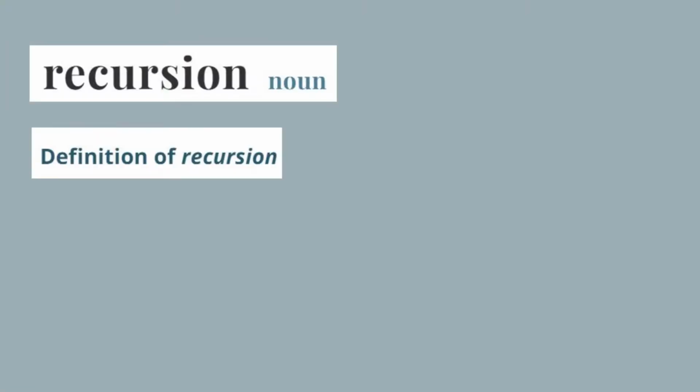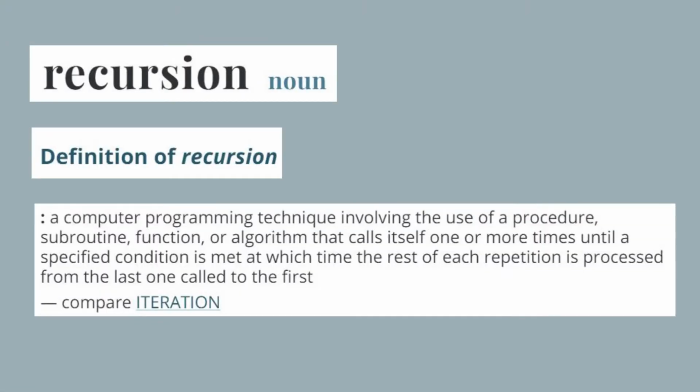So according to the Merriam-Webster dictionary, recursion is a computer programming technique involving the use of a procedure, subroutine, function, or algorithm that calls itself one or more times until a specified condition is met, at which time the rest of each repetition is processed from the last one called to the first. This is basically the long way of saying that recursion is essentially a loop.